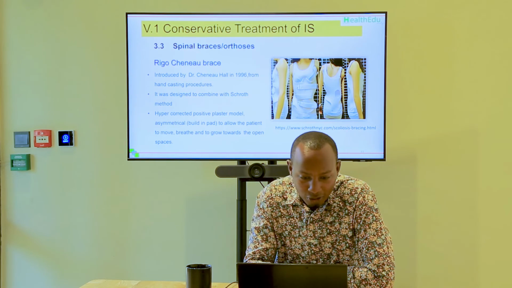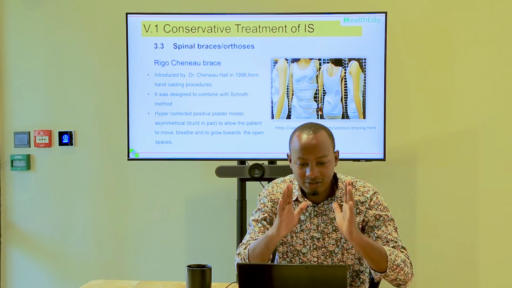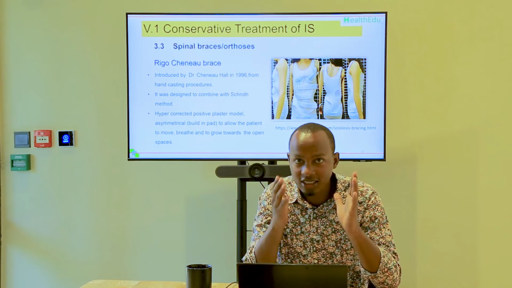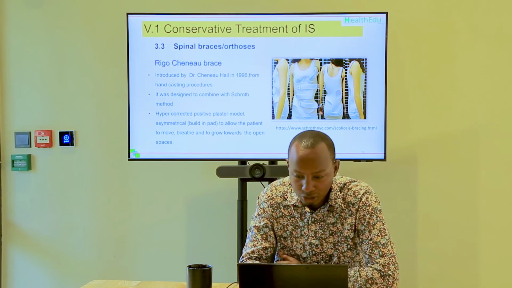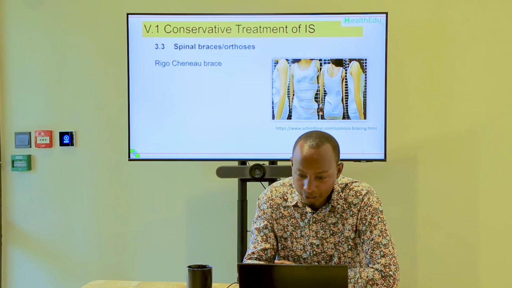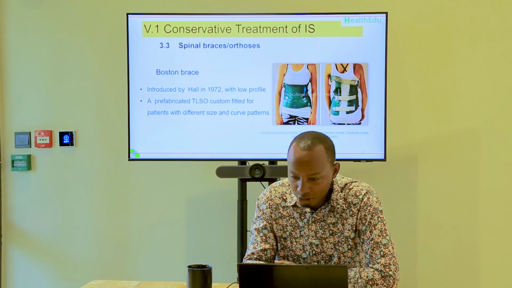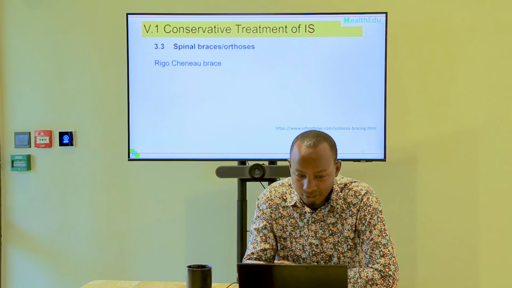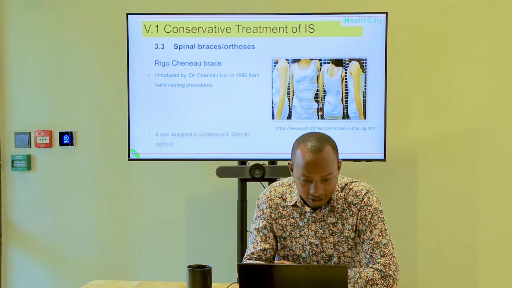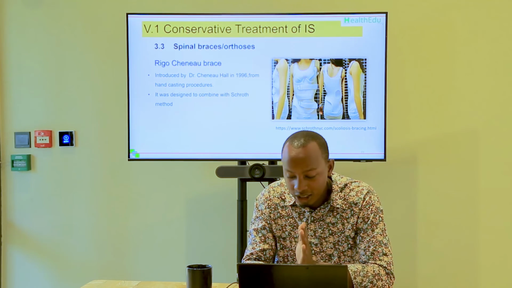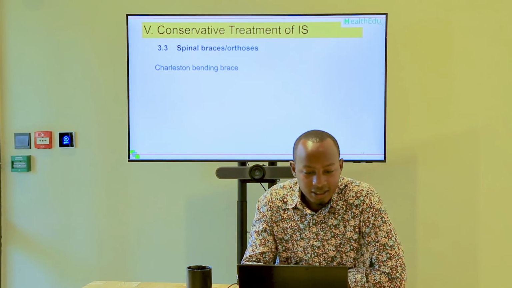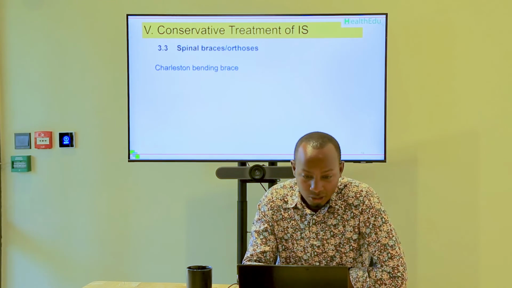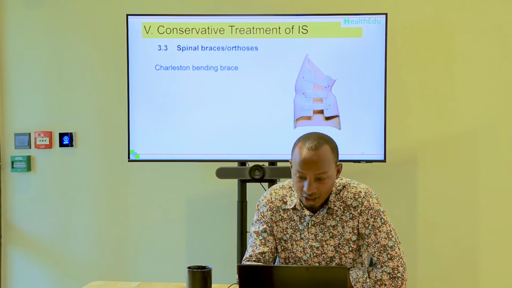Where it is different from the Boston is that the Boston is almost symmetric and doesn't have hypercorrection in it, and this one has many holes compared to the Boston brace. And from its biomechanics, it has to be hand casted. There is also the Charleston bending brace among the spinal braces that we provide.